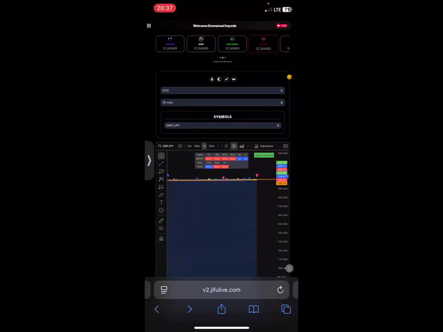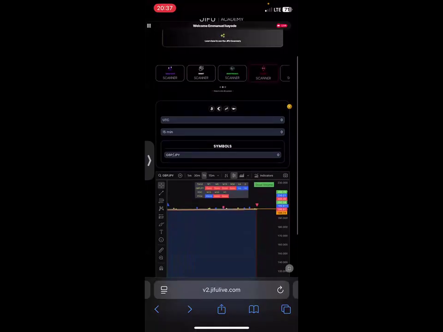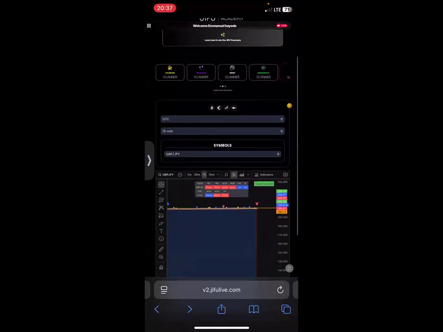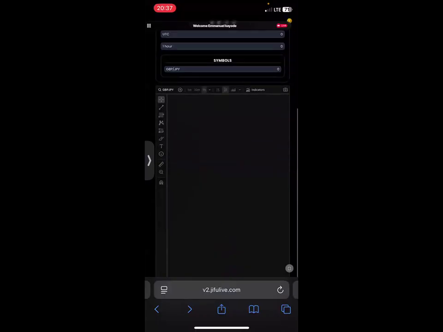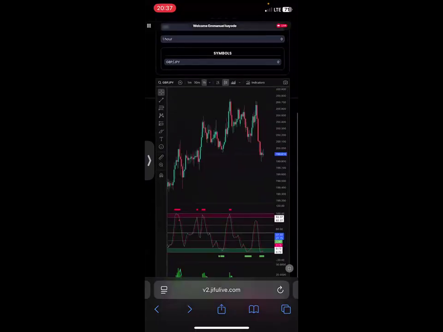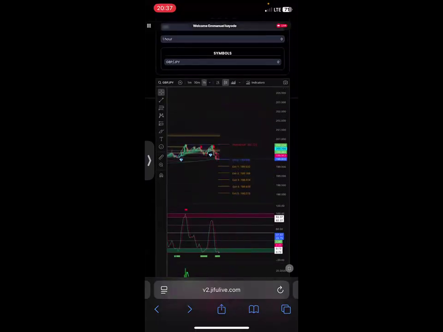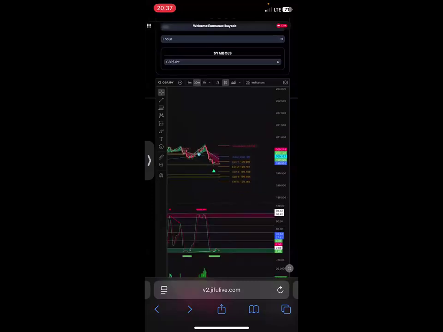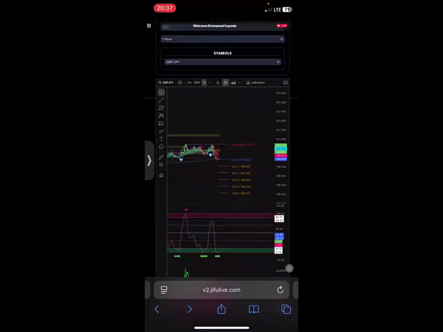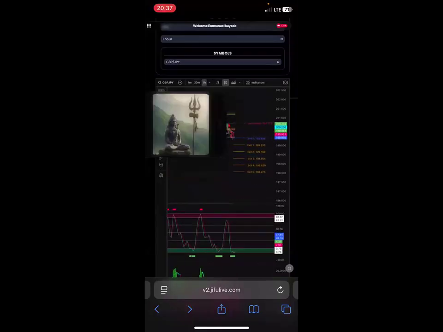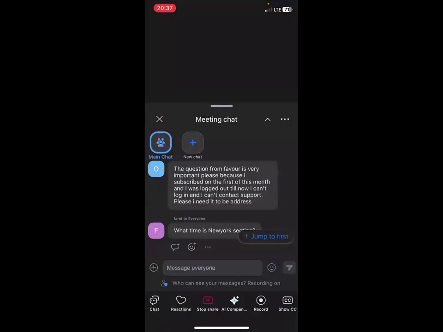But guys, you can actually take this trade. This is looking very nice. GBP JPY 1 hour time frame. Yeah, you can take this trade.